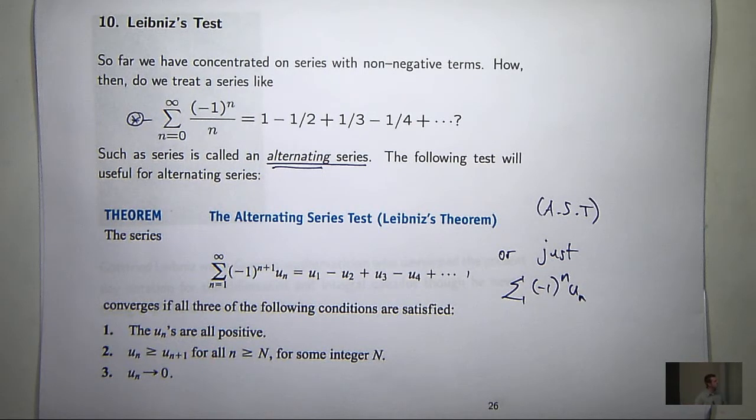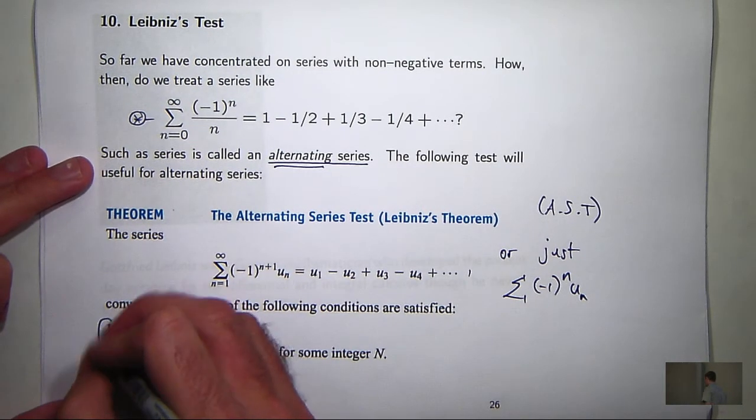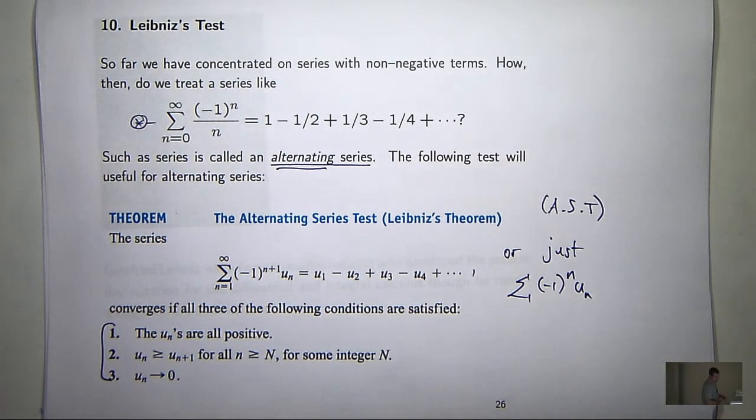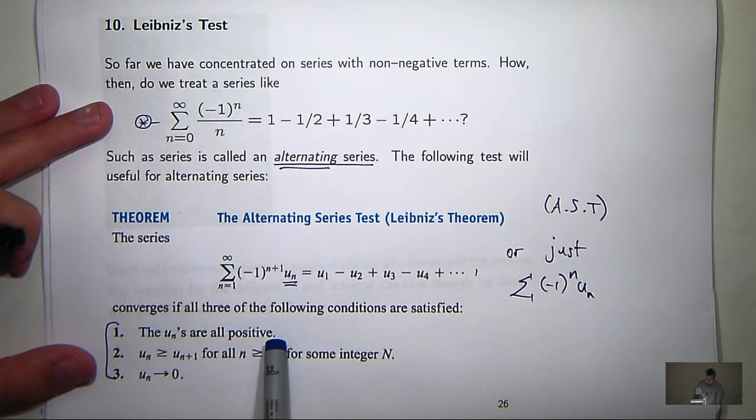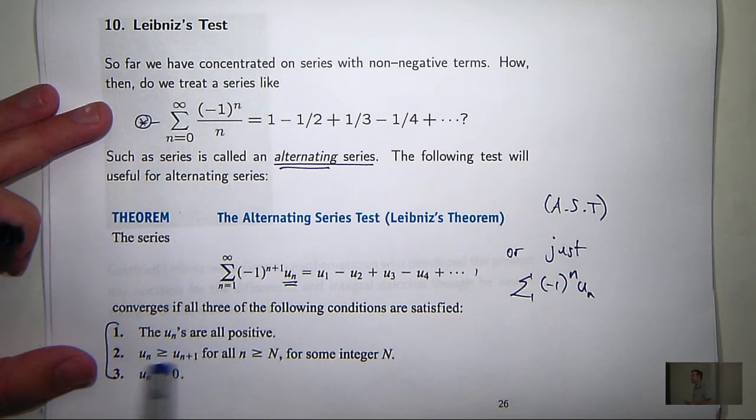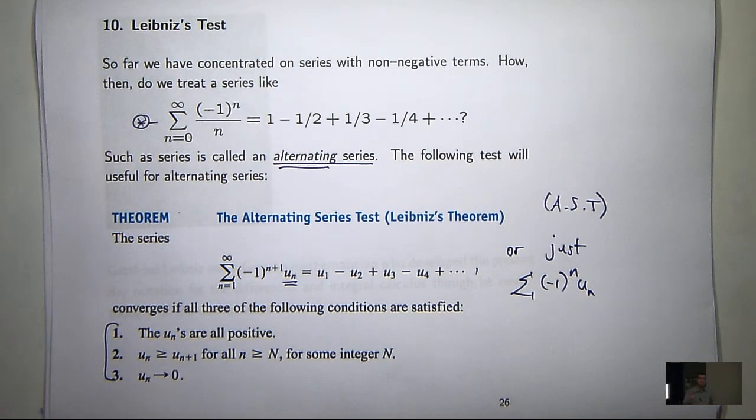The alternating series test says if these three conditions down the bottom here are satisfied, then the alternating series converges. So these u sub n are assumed to be all positive and decreasing, or non-increasing if you want to use the inequality sign, and u sub n converges to 0. Under those three conditions, the Leibniz test, or the alternating series test, tells you that the alternating series must converge.